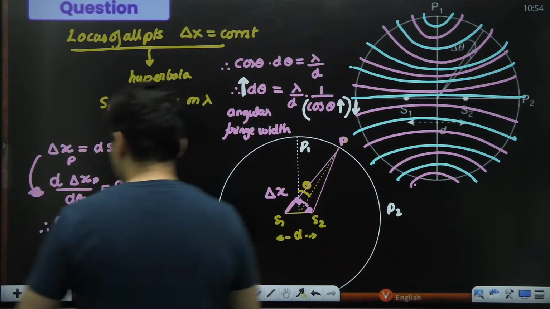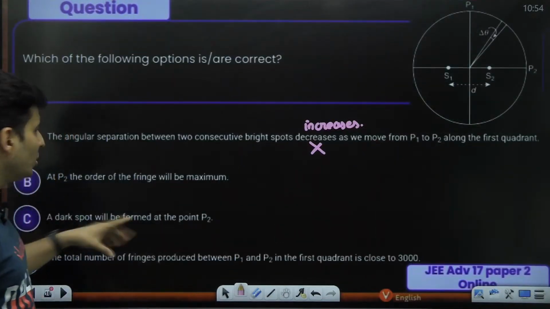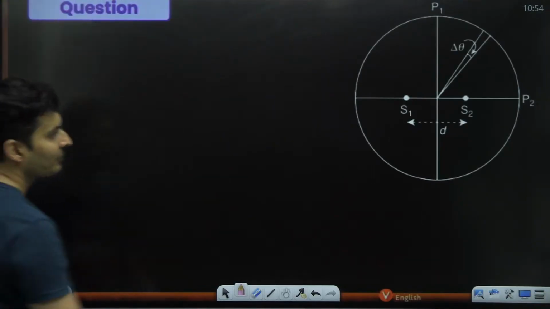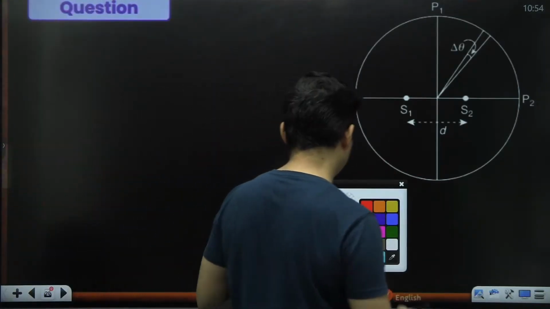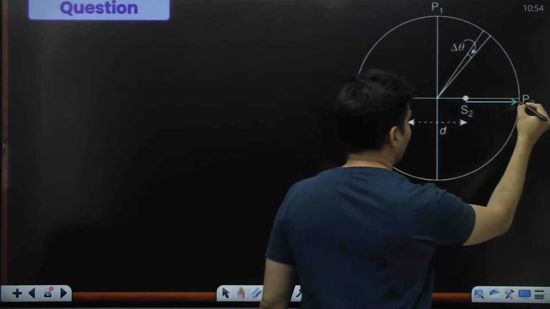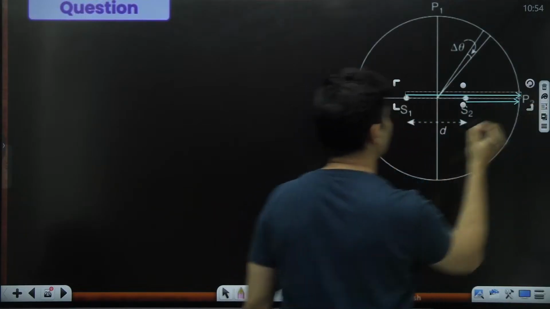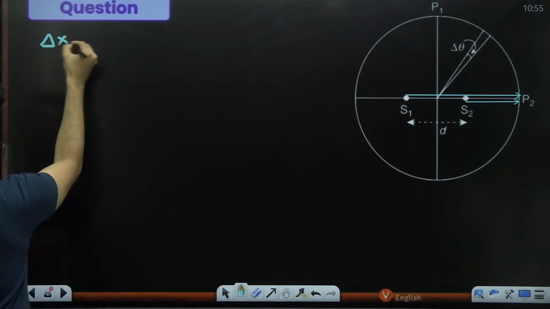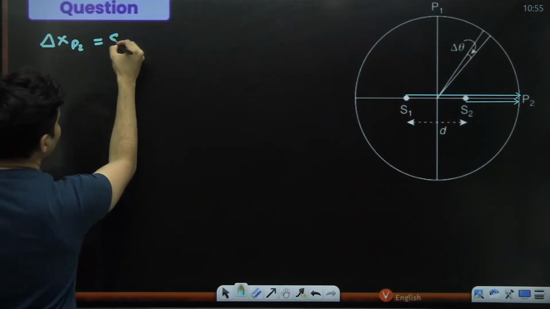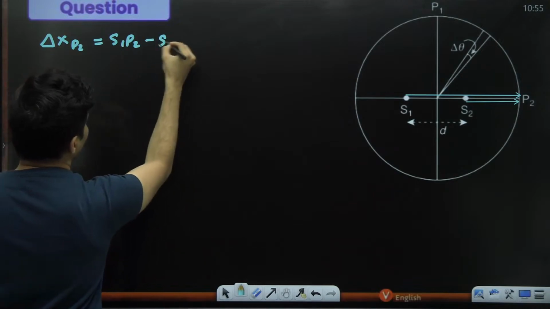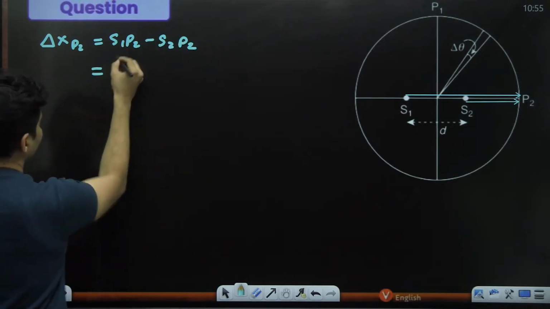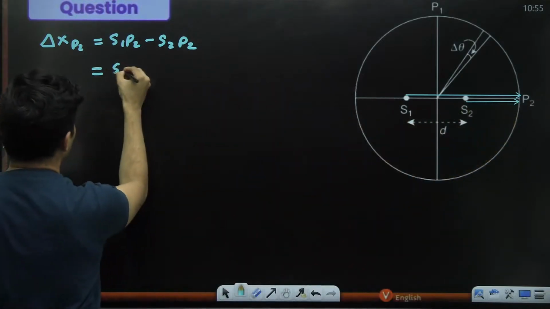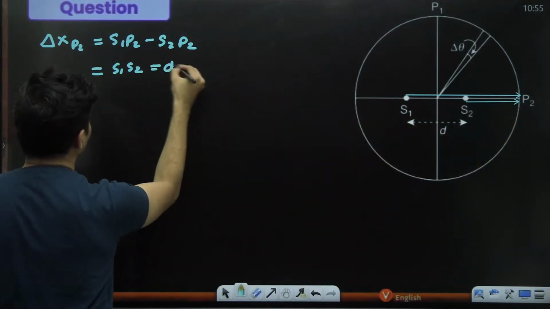Okay. Now let's go to the next option. At point P2, what exactly do you get? So at P2, if you want to see what exactly you get, one ray will go directly like this, the other ray will go like this. So there is definitely a path difference at P2. So delta x at point 2 will be S1 P2 minus S2 P2, which is nothing but this distance minus this distance, which is nothing but S1 S2, which is nothing but d.